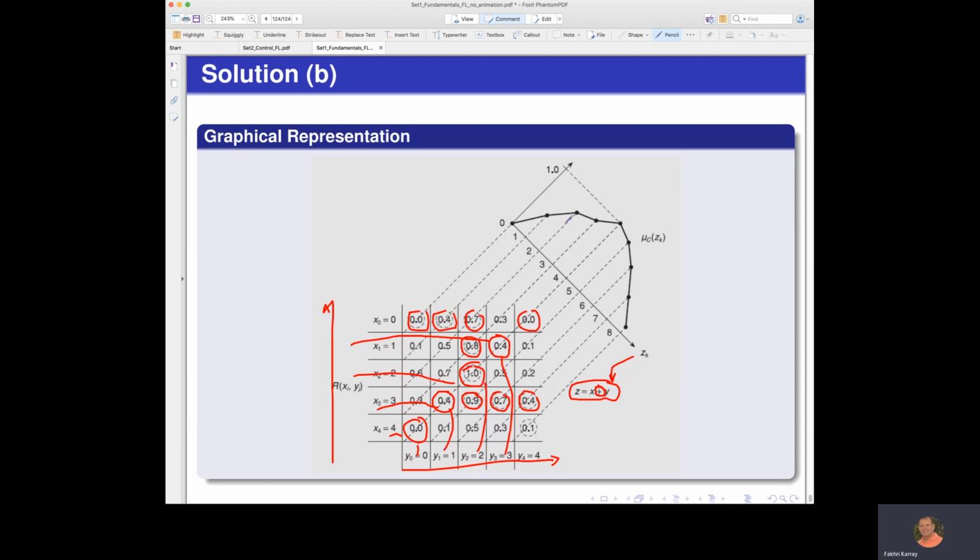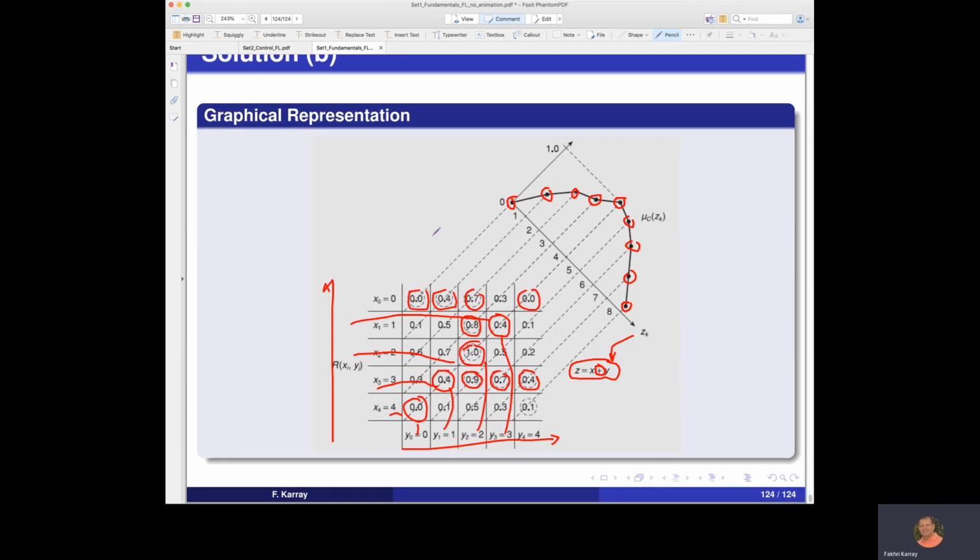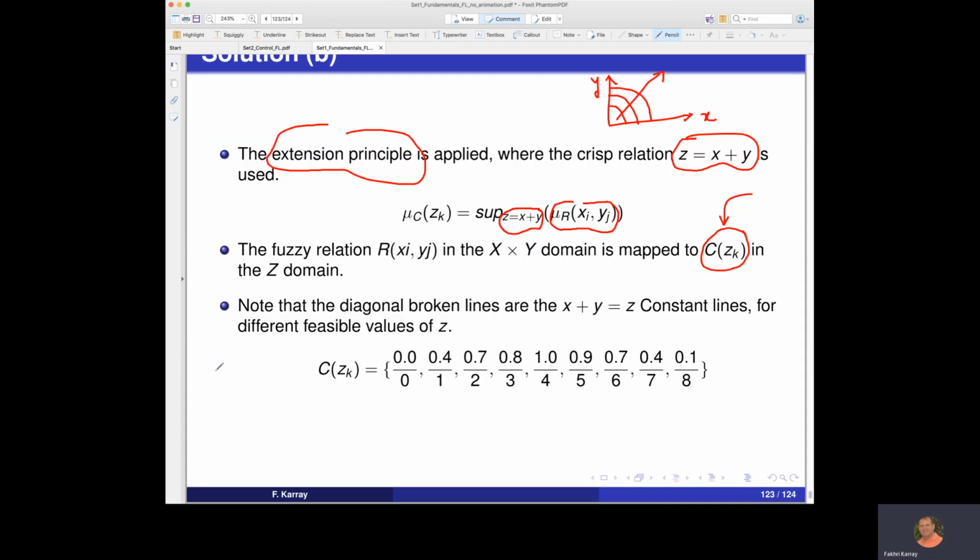All of these particular values, we are going to map into this particular mapping, as we have seen when we talked about the extension principle. The extension principle provides us with this particular operation that we are doing between x and y. We have seen earlier that we do an extension principle over one particular fuzzy set. So here we are doing it over a relation between x and y. And this is what we are obtaining in this particular representation.